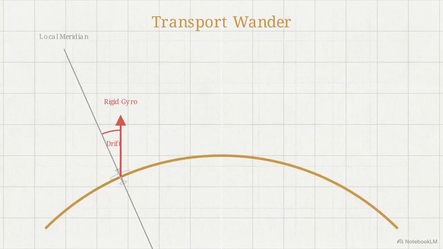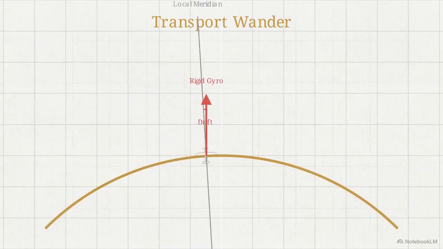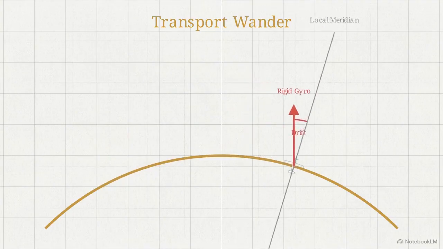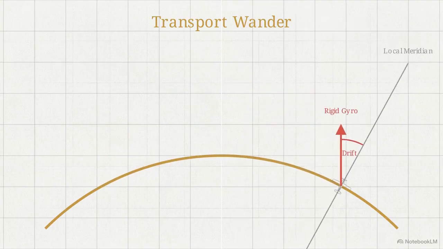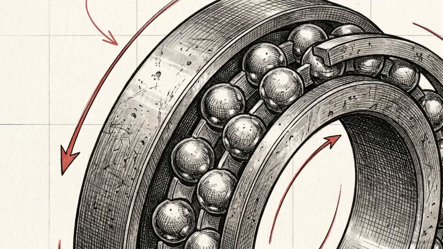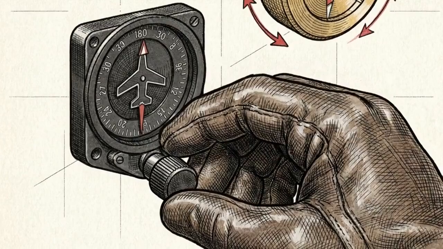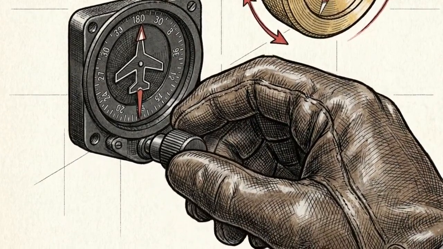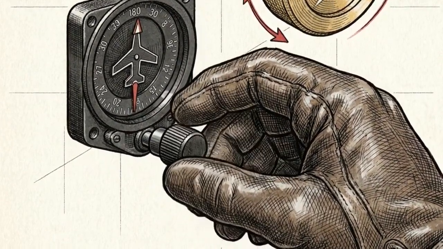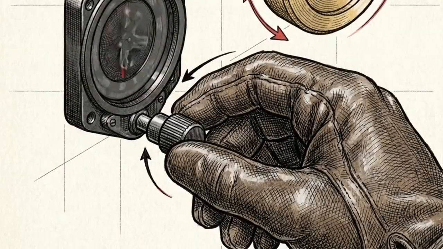The second error is transport wander, which occurs because the aircraft is physically moving its local meridian over the curved surface of the Earth. Finally, real wander is the physical degradation of accuracy caused by unavoidable mechanical friction in the gyro's own bearings. The combination of apparent, transport, and real wander results in a total navigational drift that forces the mandatory 10 to 15-minute compass synchronization intervals.